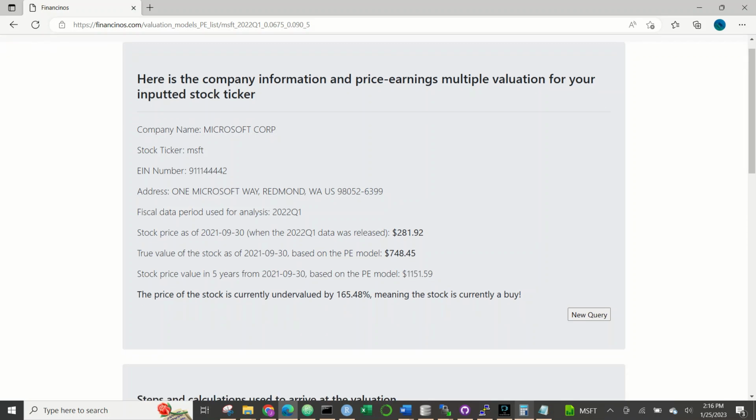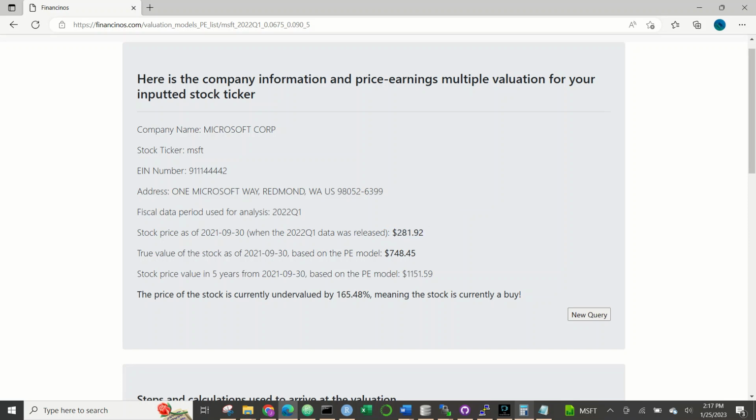The model will calculate what the true or intrinsic value of Microsoft would be as of when the 2022 quarter 1 data was released. The 2022 Q1 data was released by the SEC on this date, September 30, 2021. The projected intrinsic, or true, value of Microsoft would be $748.45.